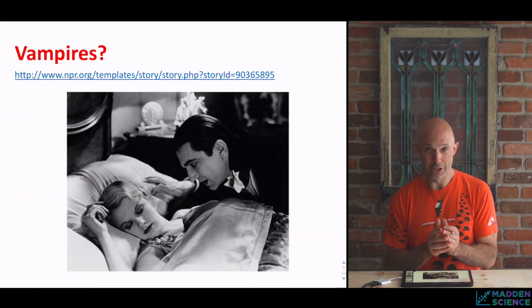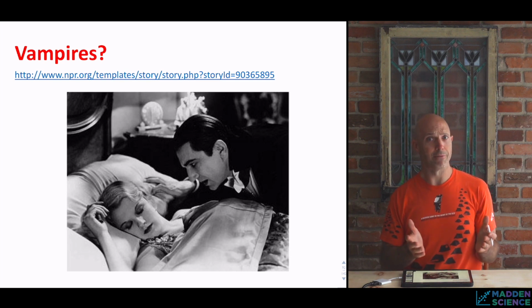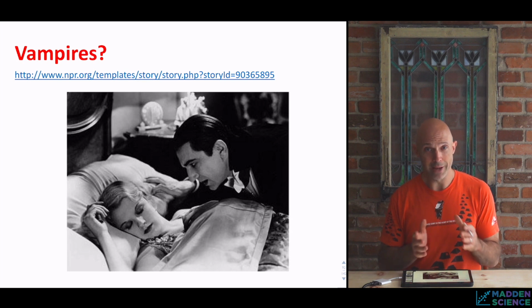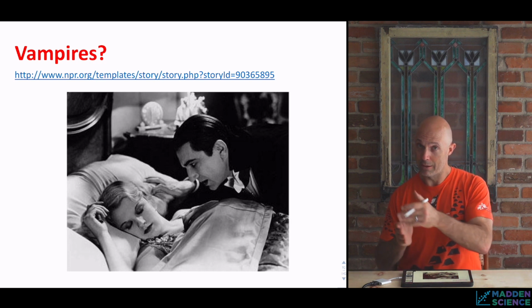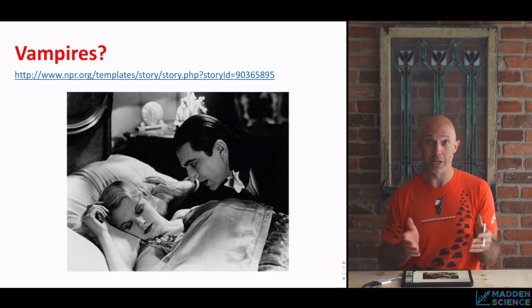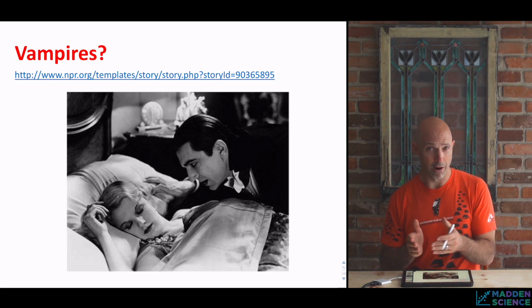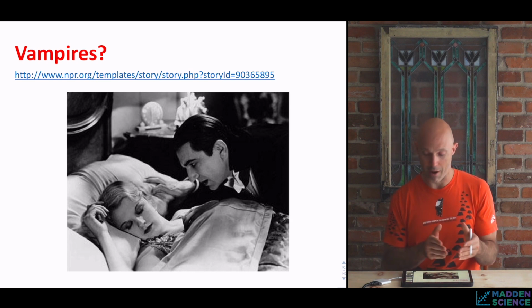Another interesting J-curve or exponential growth problem came from NPR that highlighted vampires, saying, are vampires real or not? They're saying they're not, because if they were, and if they were immortal, then eventually they would convert or change everybody into vampires, which means either there are no vampires or we're all vampires.